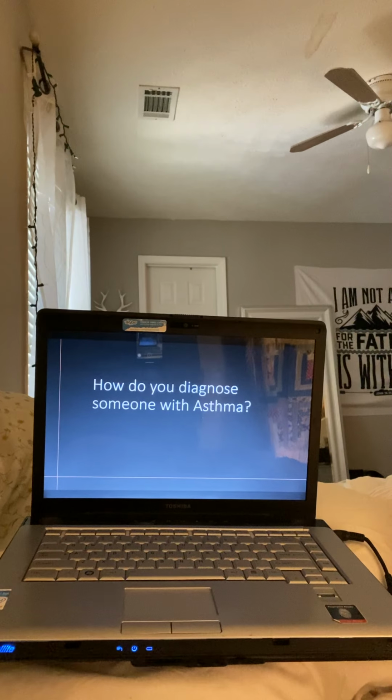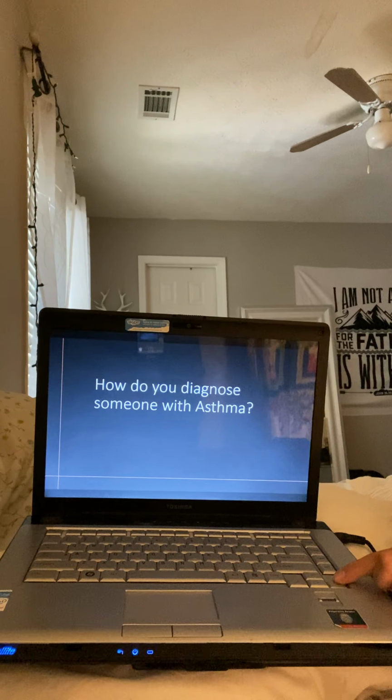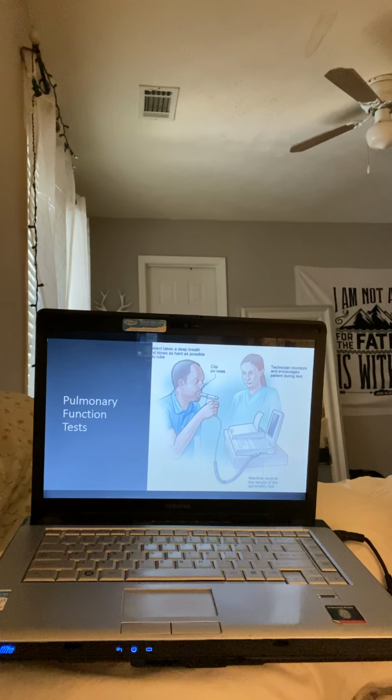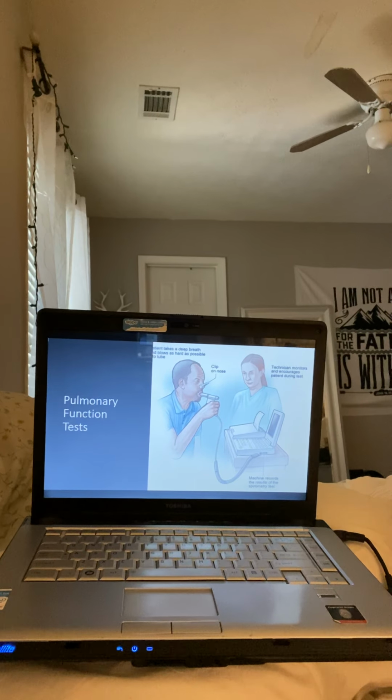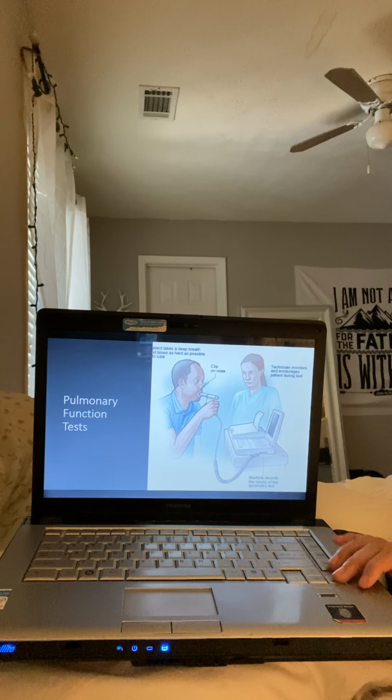So how do you diagnose someone with asthma? You will run pulmonary function tests. So the first one is called the spirometry test, and you would have the patient take a deep breath and hold a clip over their nose so that air is not going to go out through their nose, and make them blow into the tube as hard as possible so that they can see your levels of O2 and CO2.